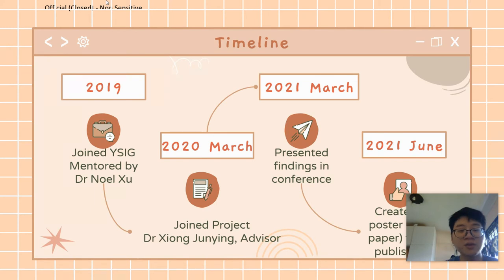To first explain how I got into this project, I first joined YSIG in year 1 and was mentored by Dr. Noah Shi. YSIG gives students a chance to participate in active research and gain scientific knowledge. So if you're keen to venture out into the scientific field, you should definitely join this. With YSIG connecting me to these research opportunities, I sought to be under Dr. Xiong's research project as I was highly interested in the field of membrane science which he specialized in.